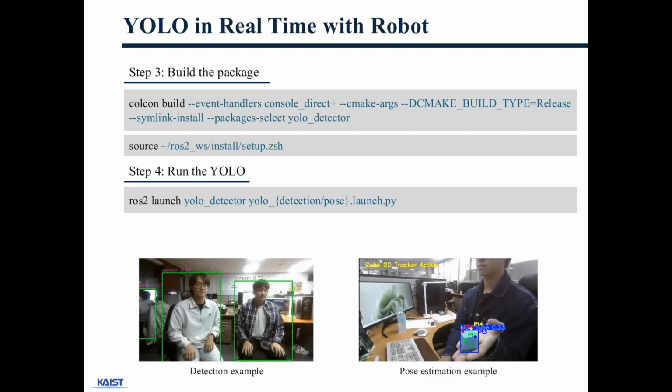Then we launch the YOLO node using a launch file. Depending on your task, you can choose either detection or pose estimation mode. Once the system is running, YOLO will process incoming images in real time and output detection or pose results. As you can see in the examples, this enables both object detection and pose estimation directly on a robot system. This is a key step toward integrating computer vision into real-world robotic applications.